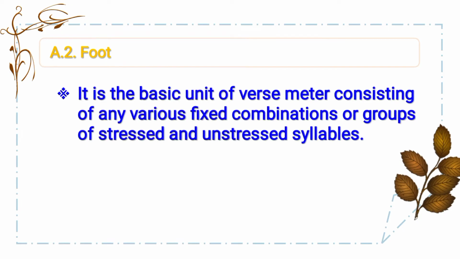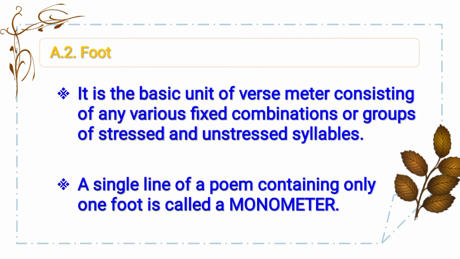Still under the rhythm, we have the foot. It is the basic unit of verse meter consisting of any of various fixed combinations or groups of stressed and unstressed syllables. A single line of a poem containing only one foot is called a monometer. But when it has two feet, it is called dimeter. Three feet is trimeter, four feet is tetrameter, five feet is pentameter, six feet is hexameter, seven feet is heptameter, and eight feet is octameter. So, that is the foot in our rhythm.